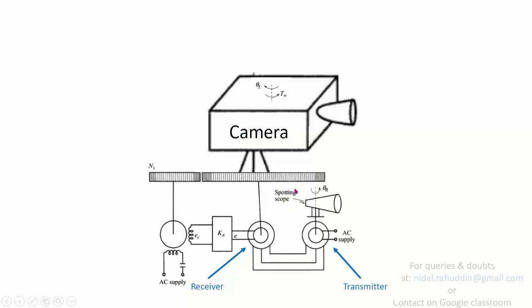So as soon as you change the spotting scope orientation, you will have a difference in the angle of both the rotors of transmitter and receiver. In that case, an EMF will be induced in the rotor of the receiver, which will be fed to an amplifier, amplified by a constant Ka. So Ec will be Ka times E. This is the amplified voltage fed to the servo motor, a two-phase induction motor with slight modifications. So when this voltage is fed to the control winding of the servo motor, it will cause the rotor of the servo motor to rotate the gears.